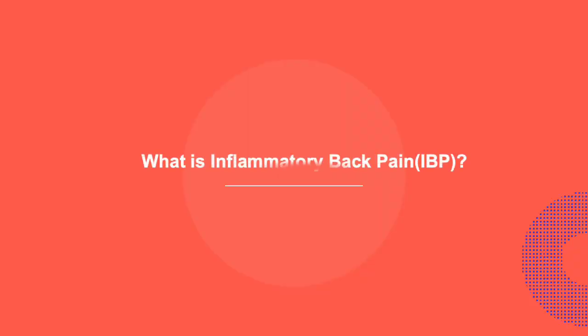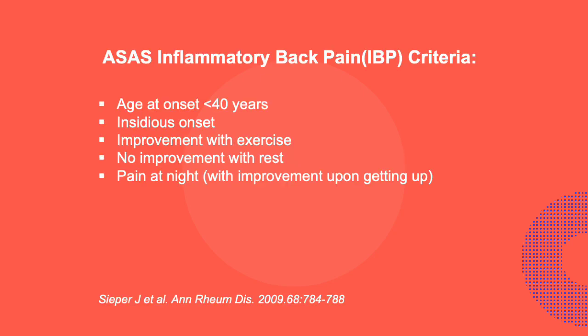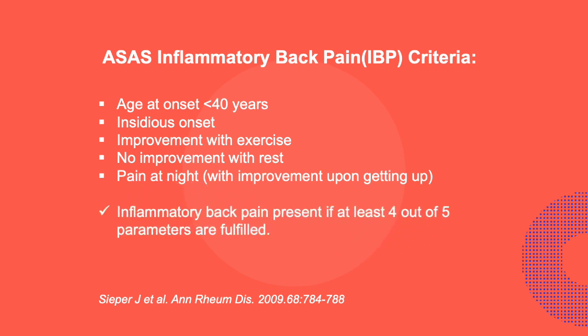What is inflammatory back pain? There are different criteria used to define inflammatory back pain. The commonly used criteria is called the ASAS inflammatory back pain criteria. It has 5 components, and inflammatory back pain is present if at least 4 out of these 5 parameters are fulfilled.